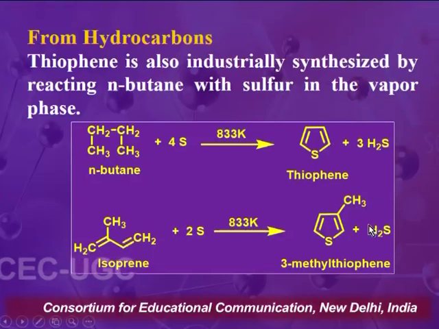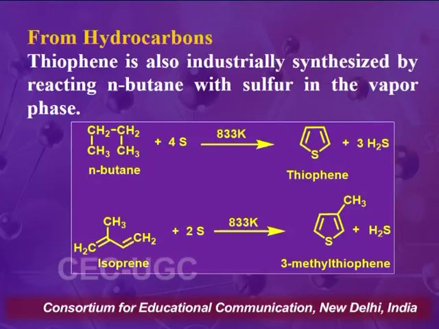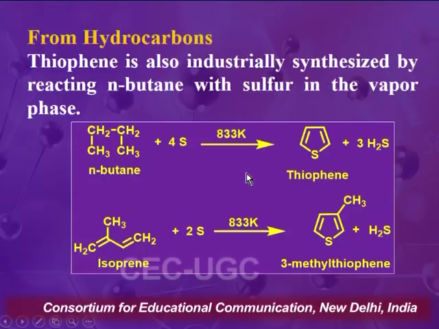The next synthesis of the thiophene molecule is from hydrocarbons. Thiophene is also industrially synthesized by reacting n-butane with sulfur in the vapor phase, which means we need very high temperature, around 833 Kelvin. When we react n-butane with an excess amount of sulfur, we will get thiophene as the final product with the elimination of hydrogen sulfide.